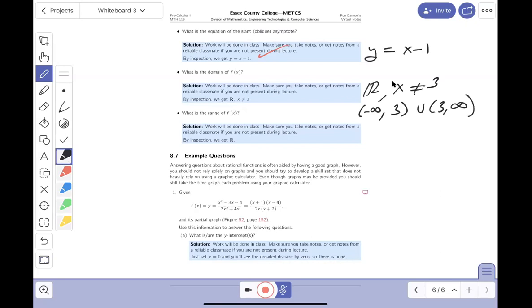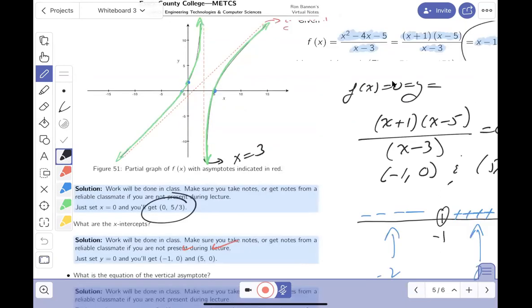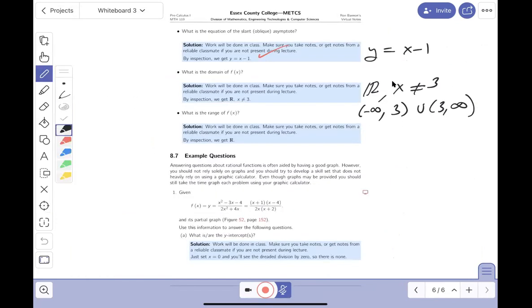What's the next question? What's the range? Look at the picture. I want to claim, looking at the picture, everything is being covered. Just look at these curves over here. Everything is being covered. So all real numbers. How would you write that down? A blackboard R. If you want to write down interval notation, minus infinity to infinity. And again, these answers are listed for you.